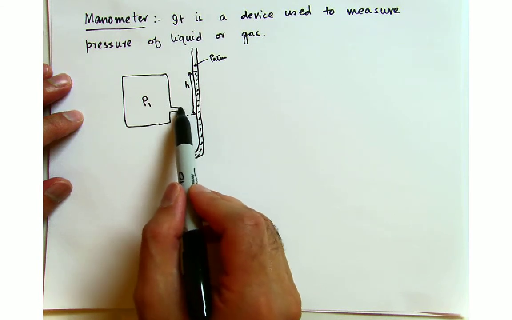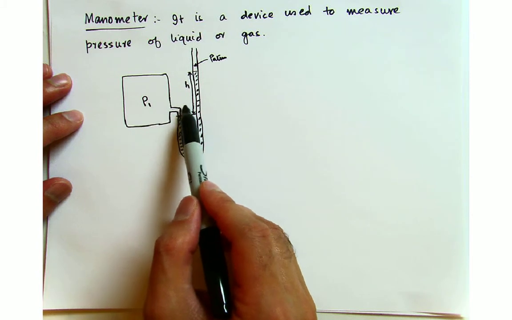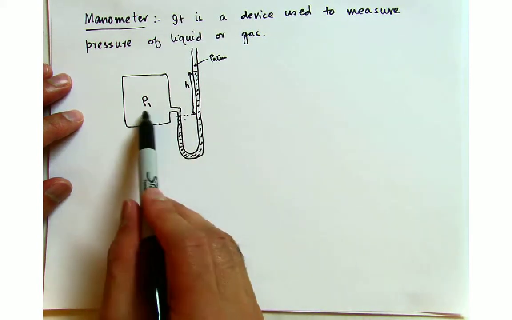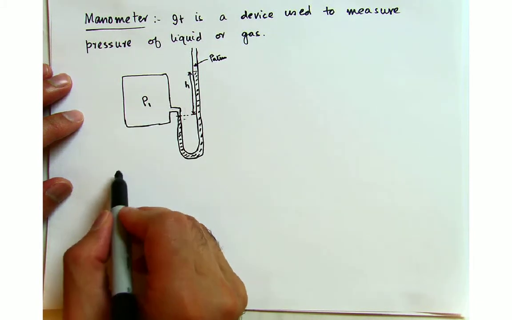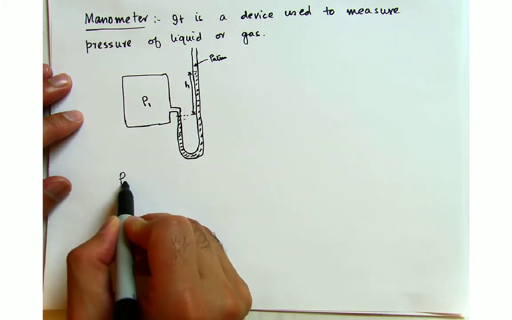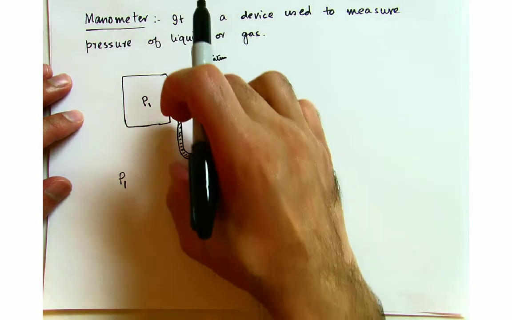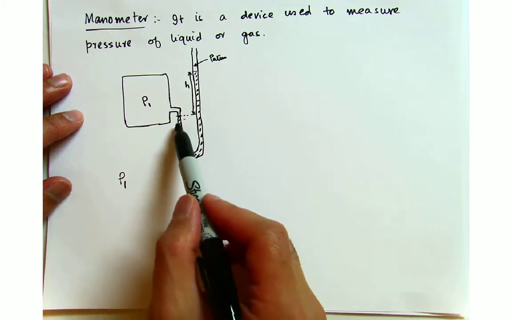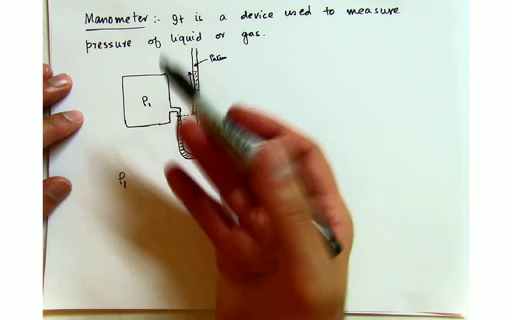But if it's a liquid, which I will do as an example, then we have to worry about how deep that liquid is. Right now I'm just saying that this is a gas, so we don't have to worry about the weight of the gas. So for P1, anytime the fluid goes down, we add that distance, and anytime the fluid goes up, we subtract it.